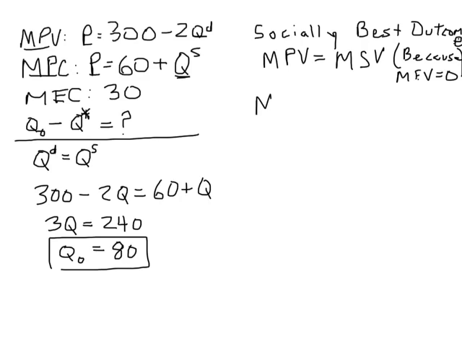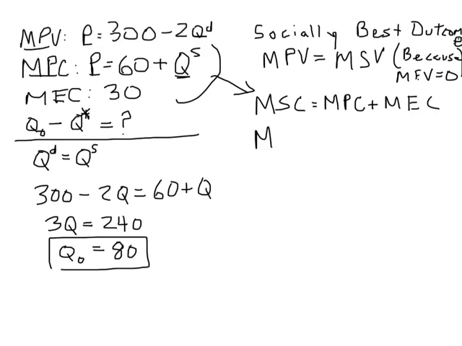Now, marginal social cost is another matter, right? There is an external cost, and we have to remind ourselves marginal social cost is equal to marginal, that's an M, let me fix that. Marginal private cost plus the marginal external cost. And we have all that information here. We're just going to plug that information over here. And so we end up with marginal social cost equals 60 plus Q. And then we're going to add that marginal external cost. That's 30. And we end up with marginal social cost equals 90 plus Q.